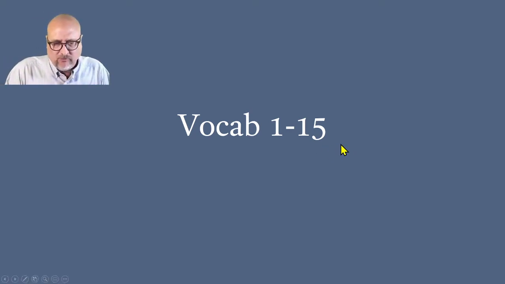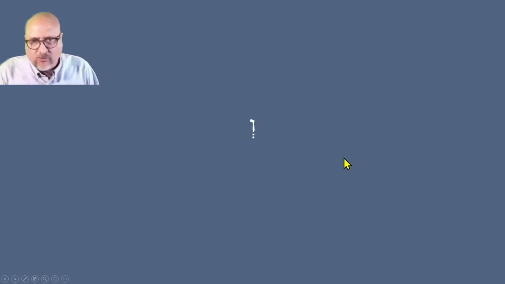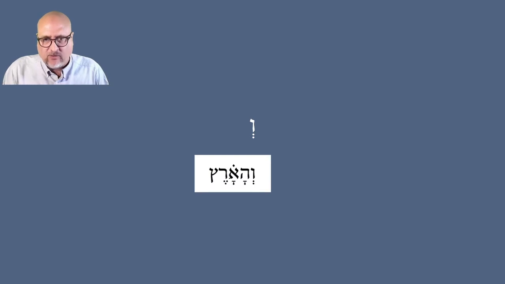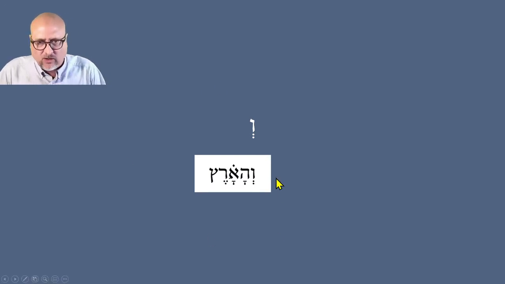So if I did this right, you guys should be seeing vocab 1 to 15. Is that right? Is that what you're seeing? So if you go through this, the most important word to learn is ve. Ve means and. Ve is put on the front of the word. So if you have this word ve haaretz, this is and the land.